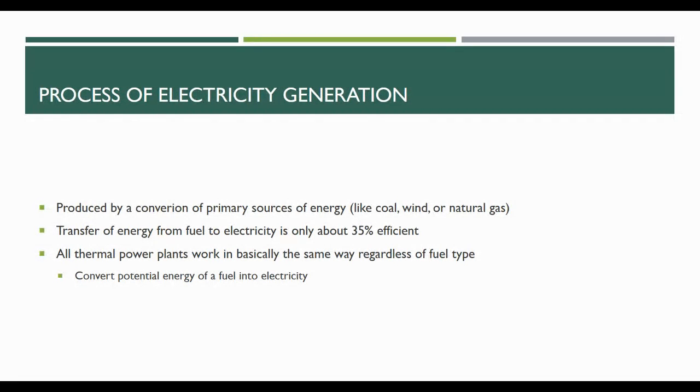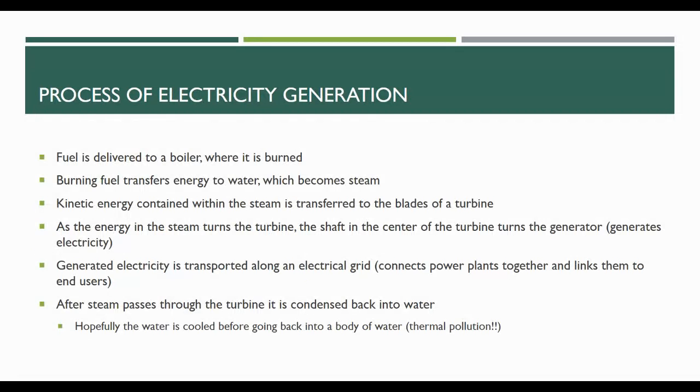Let's look at the process of electricity generation. It is produced by a conversion of primary sources of energy like coal, wind, or natural gas. And the transfer of energy from fuel to electricity is, like I said, only about 35%. All thermal power plants work in basically the same way, regardless of the fuel type, and we'll look at that in a second. So essentially what these power plants are doing is converting the potential energy of a fuel into electricity that we can use. Because you holding a piece of coal over your phone is not going to charge it. It needs to be converted into electricity first.